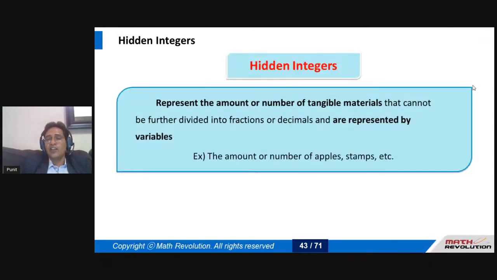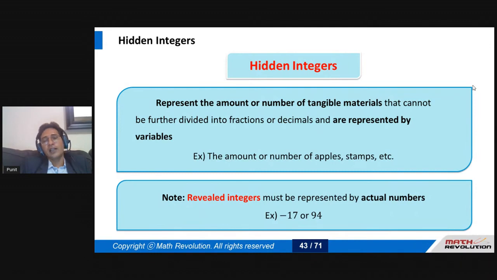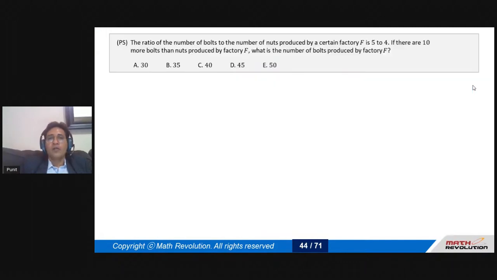Let's talk about the hidden integers. We are done with the revealed integers, we're done with negative numbers, one as a hidden, and irrationals. So we know what the revealed integers are. They're the actual numbers, for example minus 17 or 94. But what are the hidden integers? Let's see a question here.